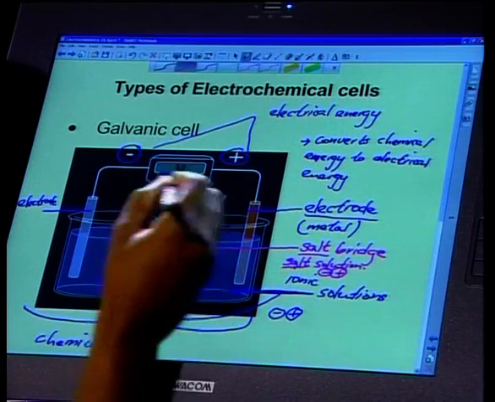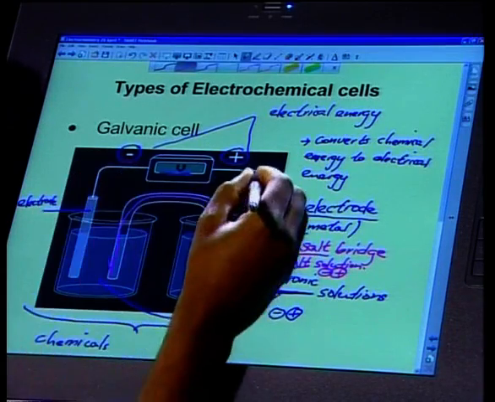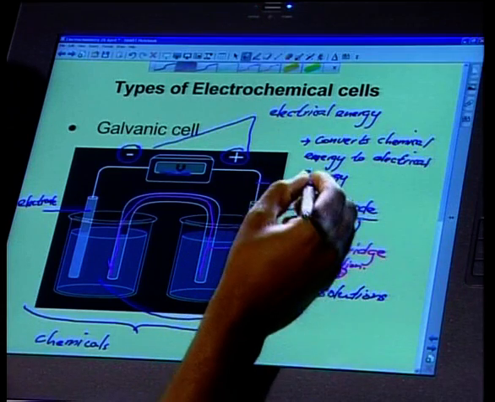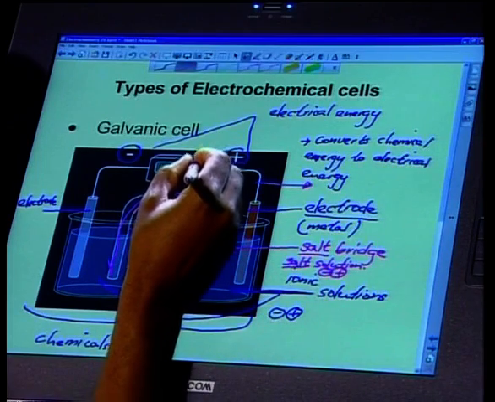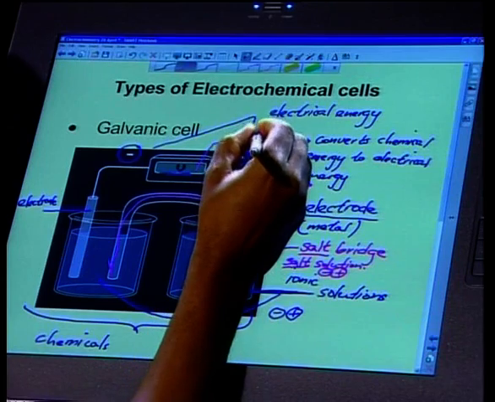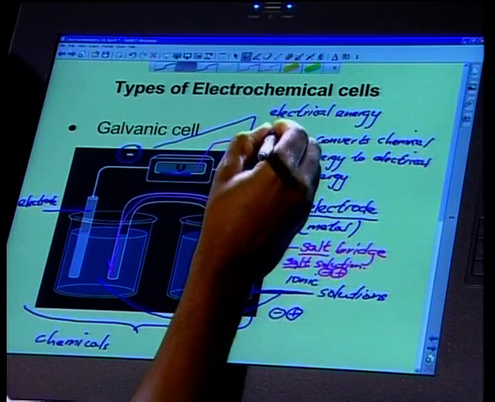Okay, now, out here, this is just a connector. You can see made of wire. It could be a copper wire. That's a connector. That's a voltmeter. Okay, so we can say this is a voltmeter.